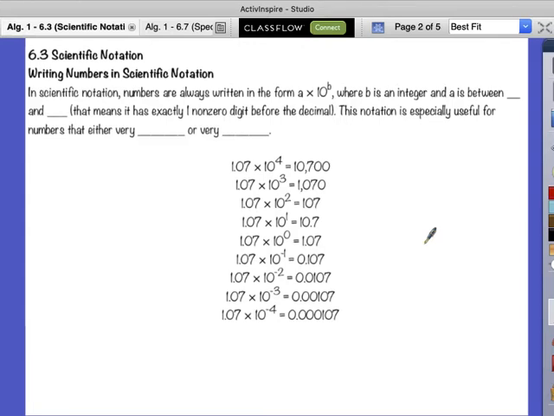A form a times 10 to the power of b, where b is an integer, so a normal exponent, like 1, 2, 3, 4, negative 1, 2, 3, 4, or 0. And a is between 1 and 10. What two numbers is a between, Katie? 1 and 10. Let's write that down, please. Okay. A is between 1 and 10. That means that there's exactly one non-zero digit before the decimal.